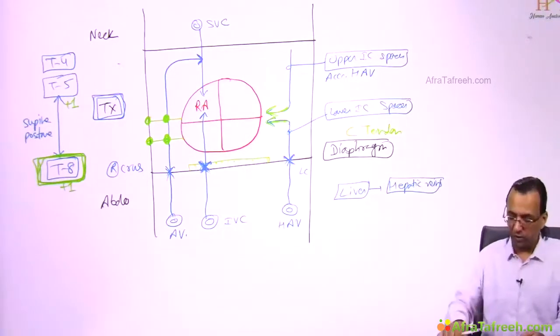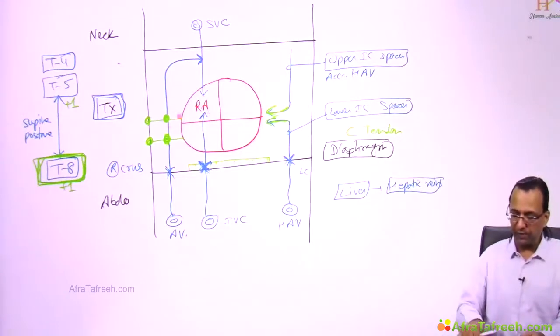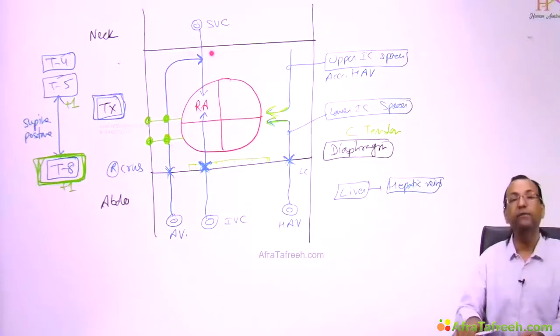So the hemiazygous vein which is formed in the abdomen is draining the lower intercostal spaces, then crosses the midline at the T8 vertebral level to empty into the azygous vein. Similarly, the accessory hemiazygous vein which drains the upper intercostal spaces crosses at the T8 vertebral level to drain into the azygous vein, so that all the blood is in the azygous vein and then it can drain into the superior vena cava before the superior vena cava drains into the right atrium.